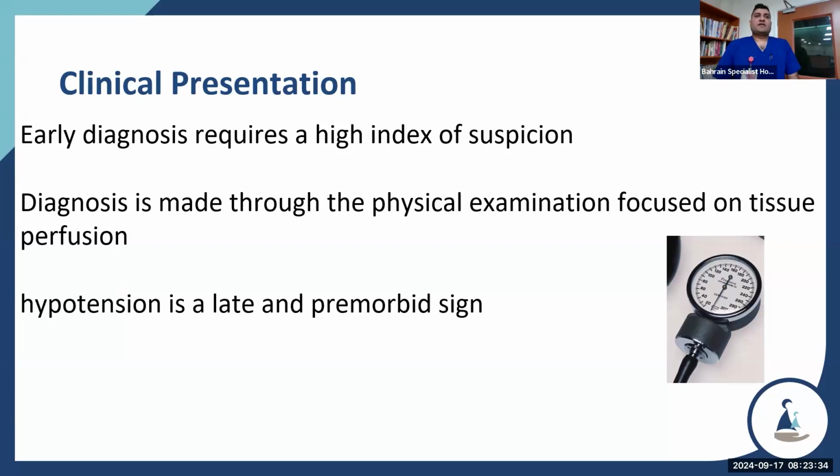Early diagnosis requires a high index of suspicion. Diagnosis is made through physical examination focusing on tissue perfusion. Hypotension is usually a late and pre-morbid sign.